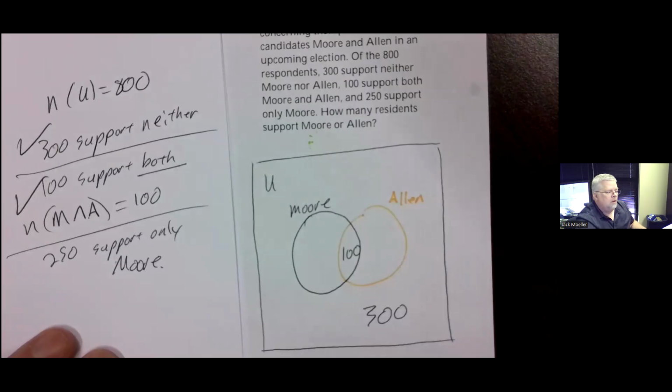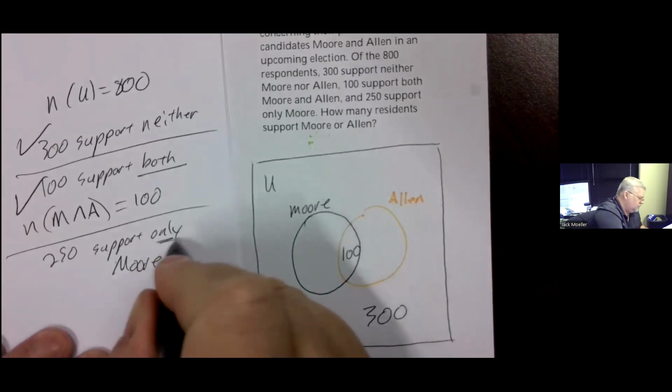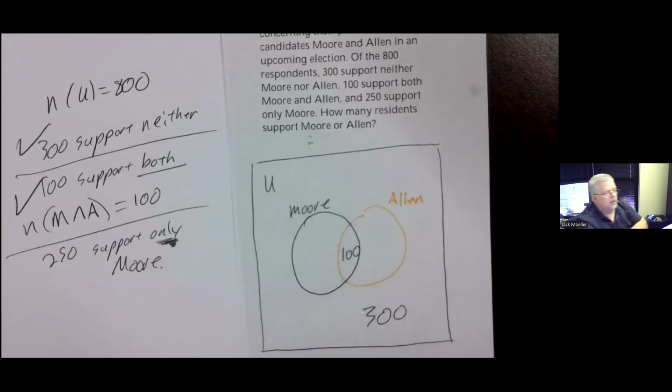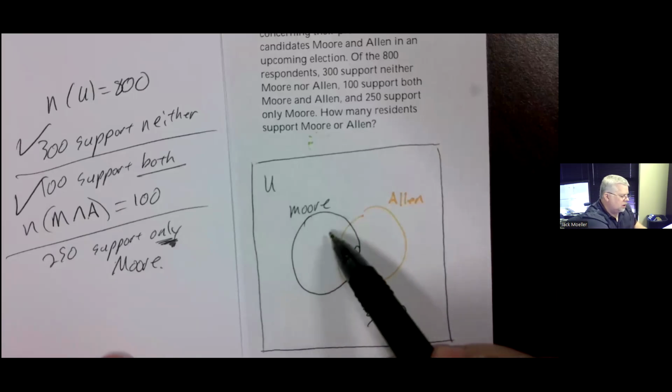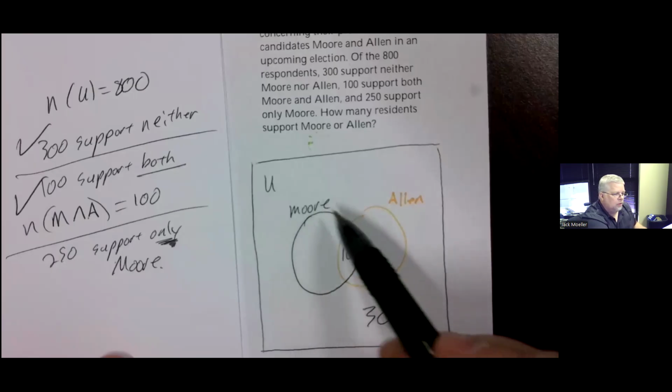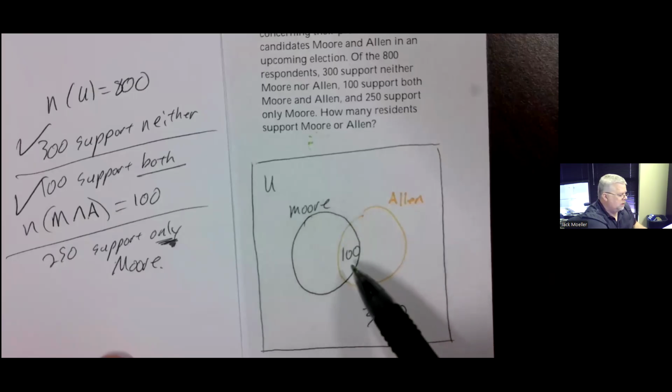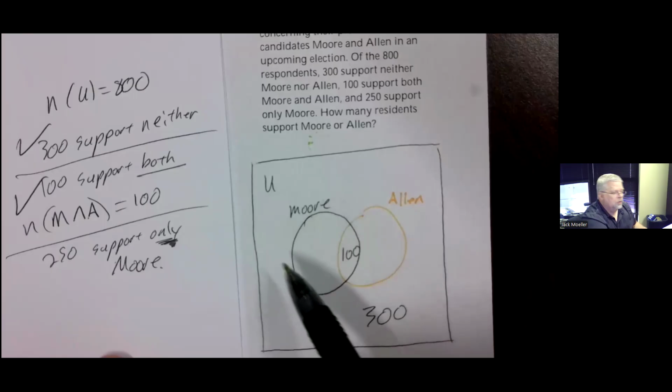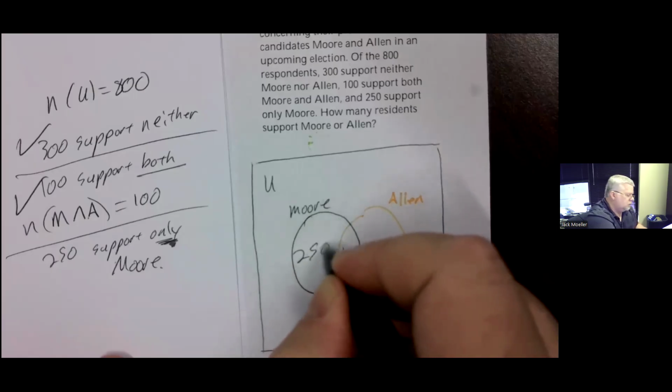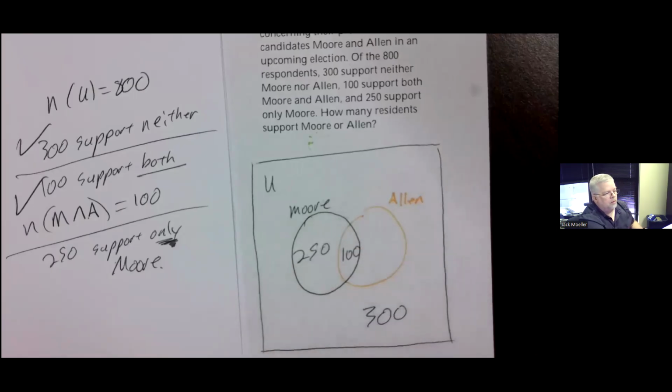Okay. And so now the next number is 250 support only Moore. The key word on this is only. So what does that only mean? Well, that only means it's in just this region 1, just this part of the Moore circle, not the whole circle. Because none of those 250 can be in here, because those people support Allen as well. So that only means we actually don't subtract. We just put that number right there.